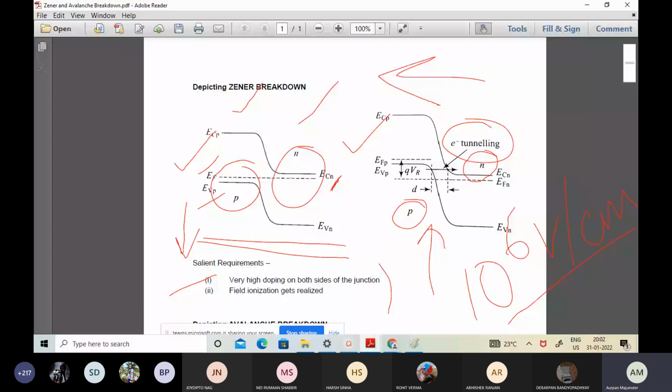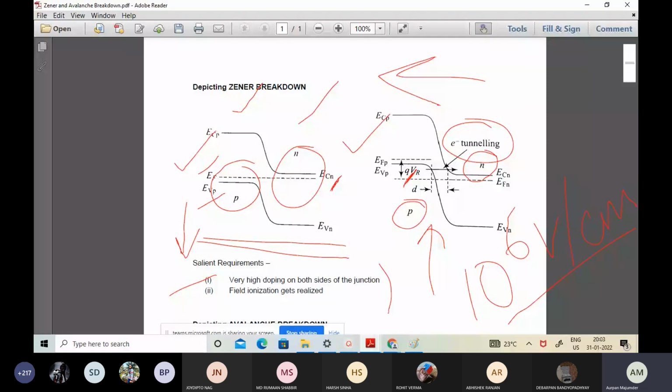Now, as this electric field is capable enough to break the covalent bonds on the P side, because the field energy states are over here, it's breaking off the covalent bonds, making the electrons free, punching them through the barrier and moving on to the other segment, that is towards the N side. So this idea is called field ionization. These are the two salient requirements in the context of a Zener breakdown.